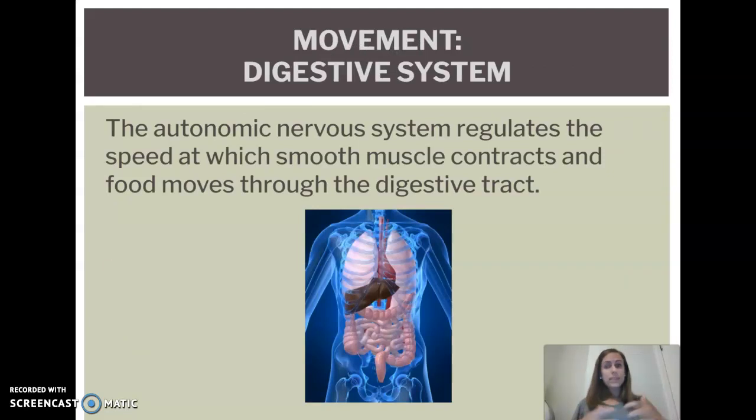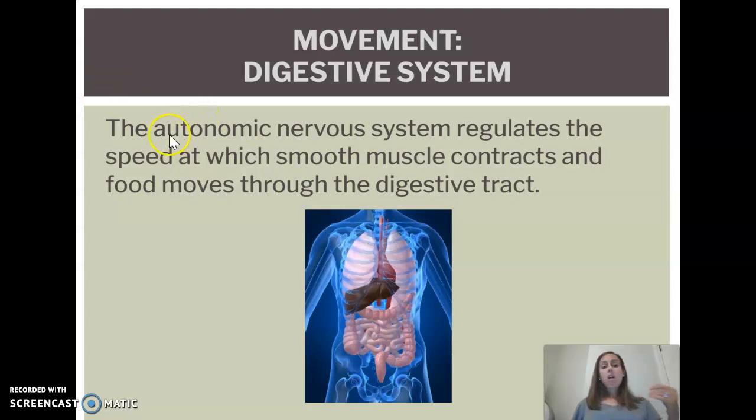Talking about movement in the digestive system. I know that we've mentioned a lot that there is smooth muscle that lines all of the organs of our digestive tract, and that's what helps to move our food along. So this is just reiterating that fact that we already know.